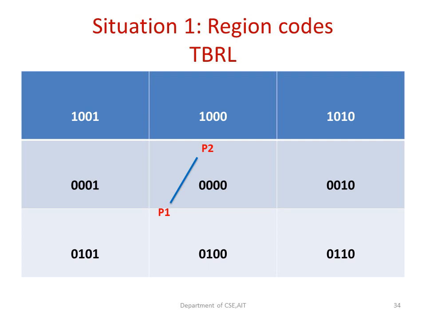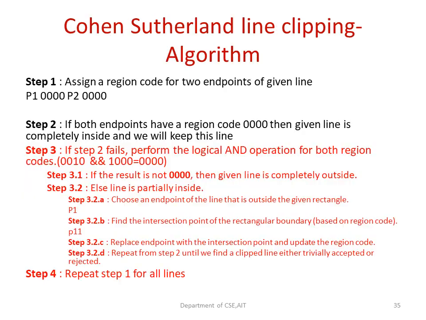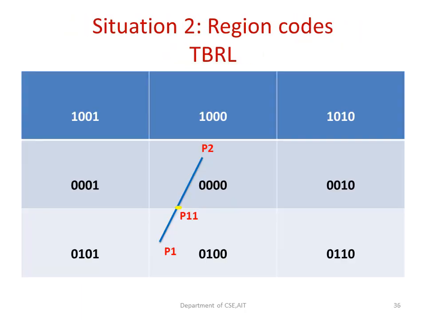You can see here in situation 1, the region codes are written, with the region code for point P1 and the region code for point P2. Both of them are equal to 0000. That means this line can be completely accepted. I have shown the flow of the algorithm with respect to 0000. Both points P1 and P2 are 0000, so this can be completely accepted and the rest of the code won't be executed.